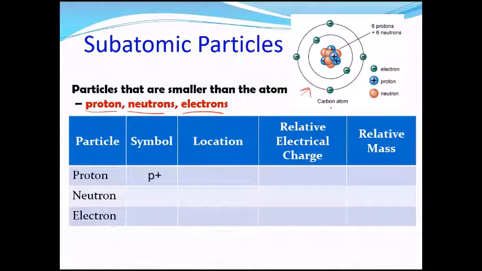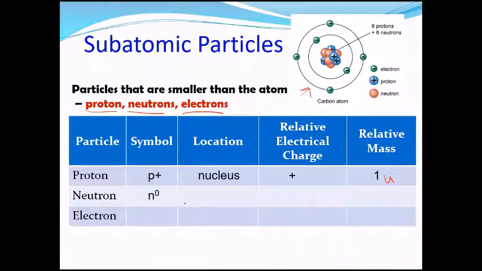So for the symbol, we use P+, locations in the nucleus, relative charge is a +1, and the relative mass is called 1 atomic mass units. And we use this u for atomic mass units. It's unified atomic mass units. It's based off of carbon-12.